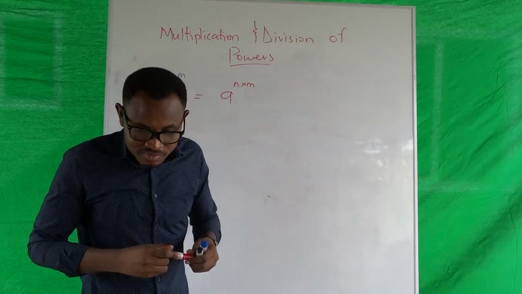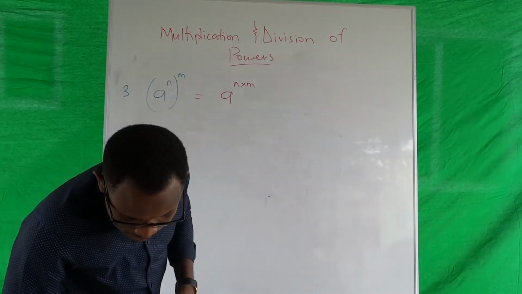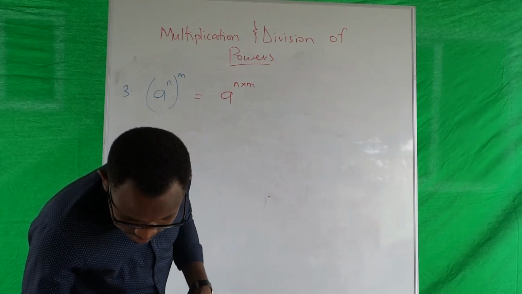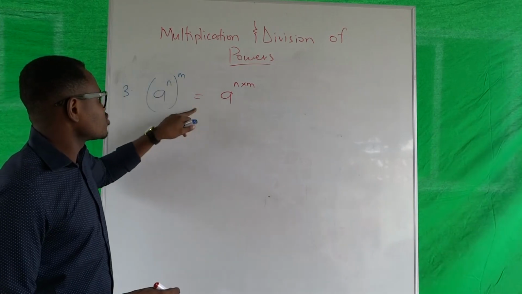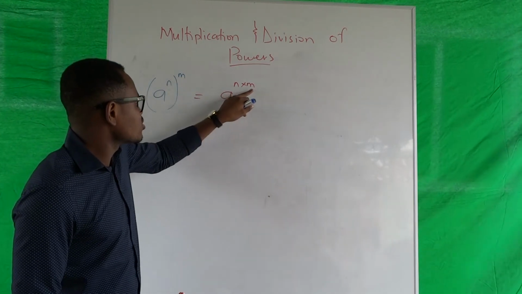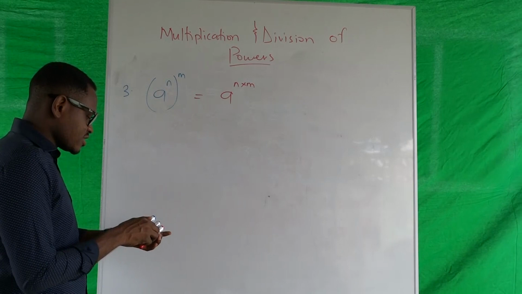Is it difficult? It's easy, right? So this is the first one: a to the power n, to the power m, is a to the power nm. What about if you have this?